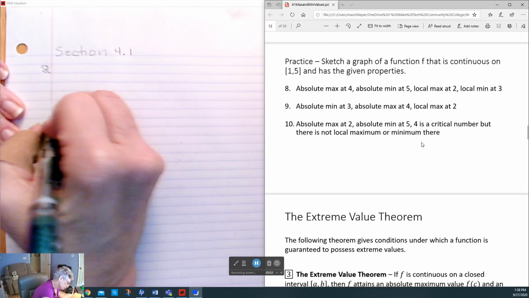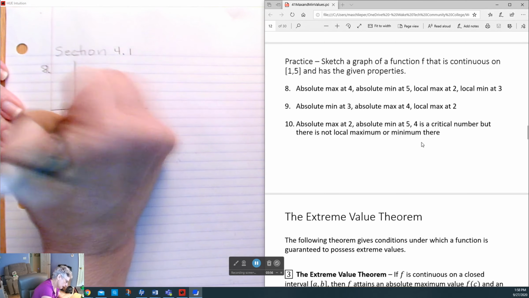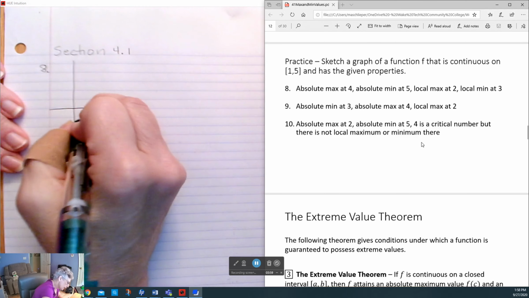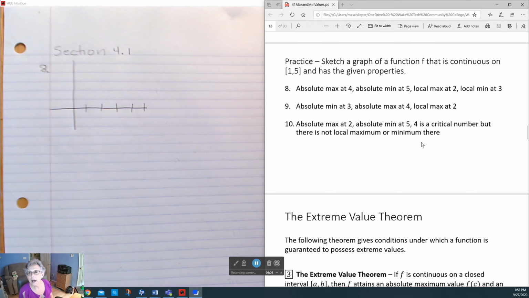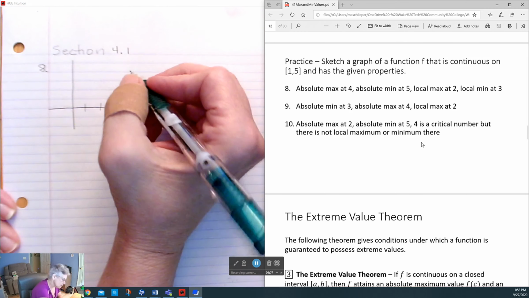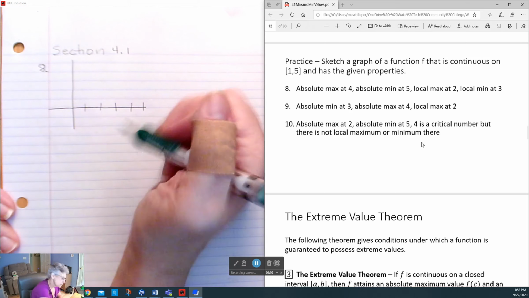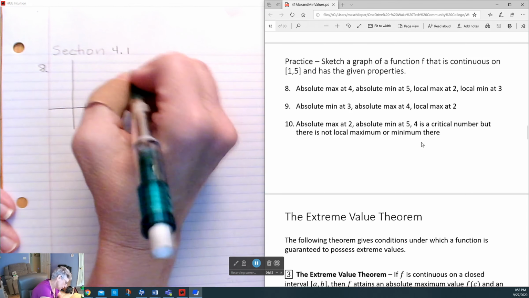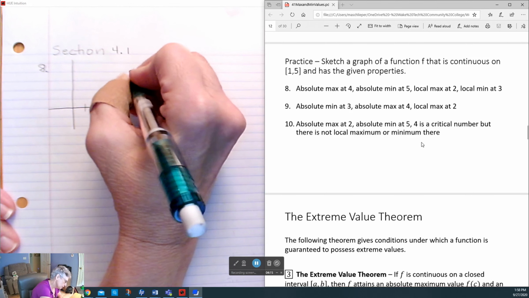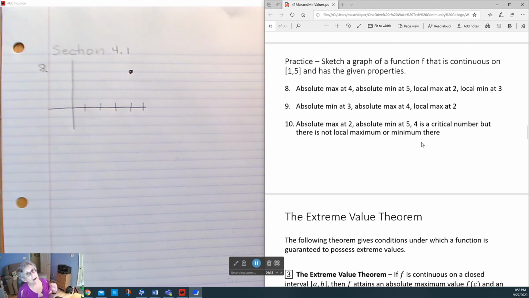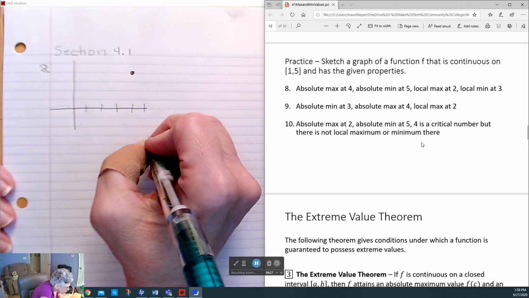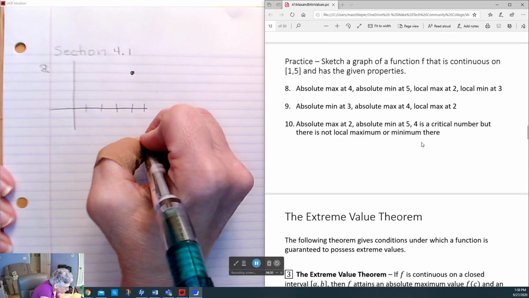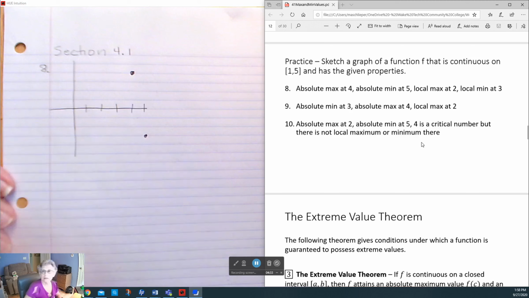So we have our function only going from 1 to 5. So 1, 2, 3, 4, 5. All I need. It has an absolute max at 4. So decide, where do you want your absolute max to be? And put it at the point (4, 4). So I'm never going to allow my graph to get any higher than that. It has an absolute min at 5. So it's going to have to jump way down here at 5. So I'm going to bring it down below the x-axis.